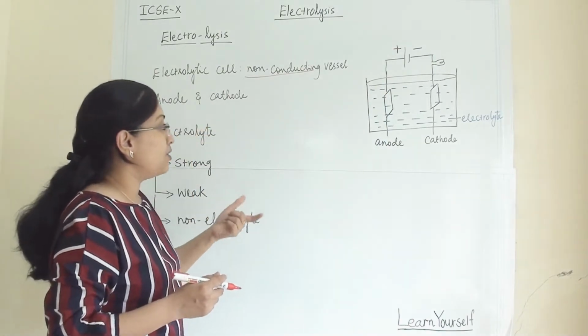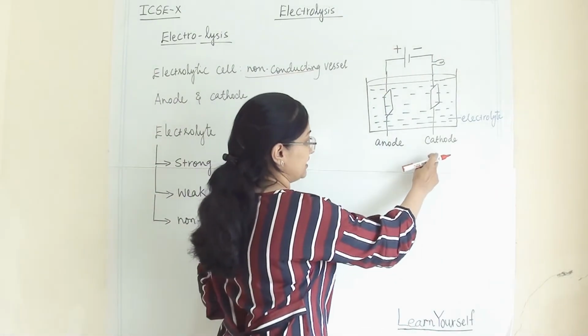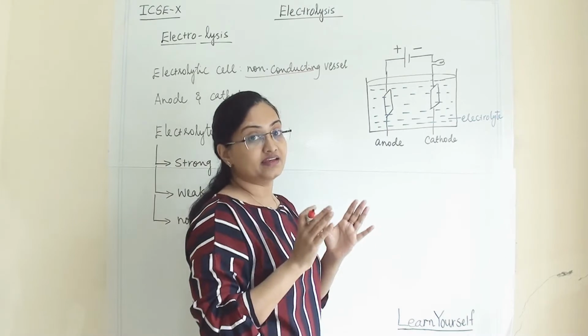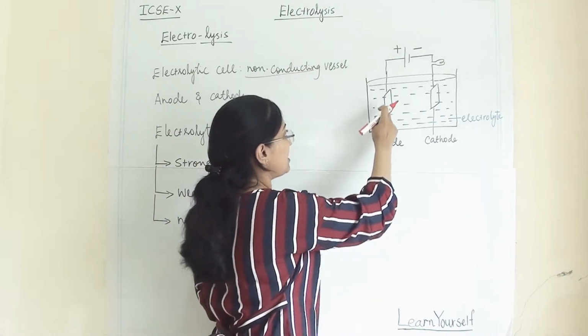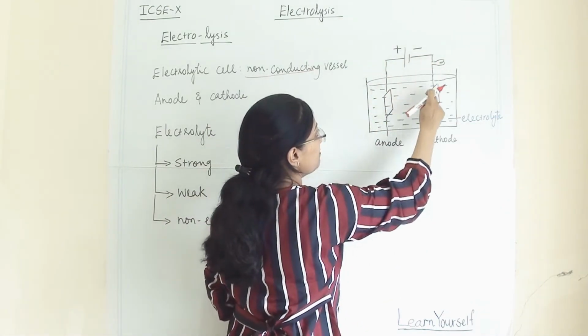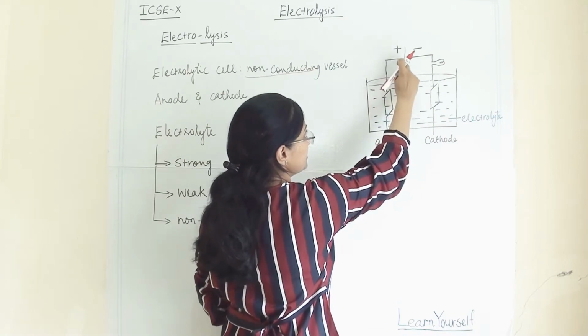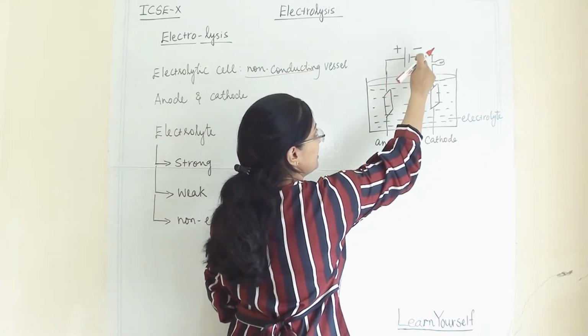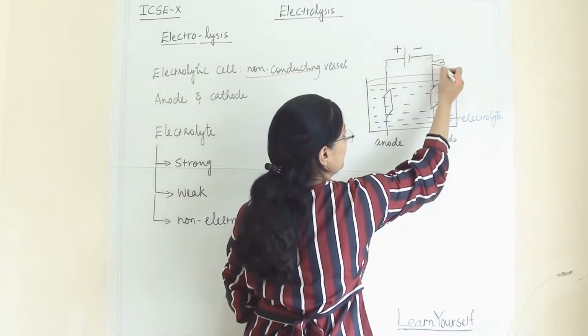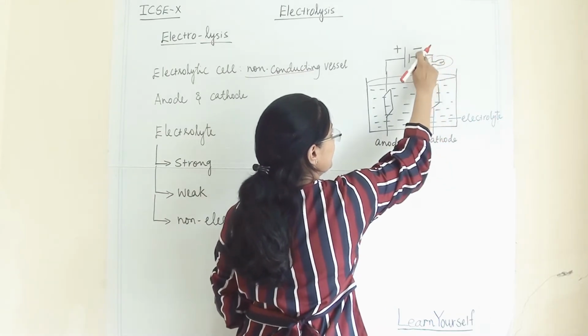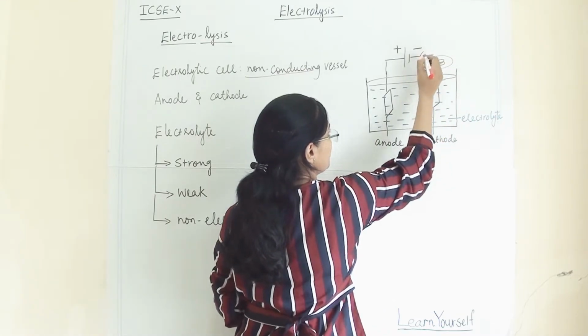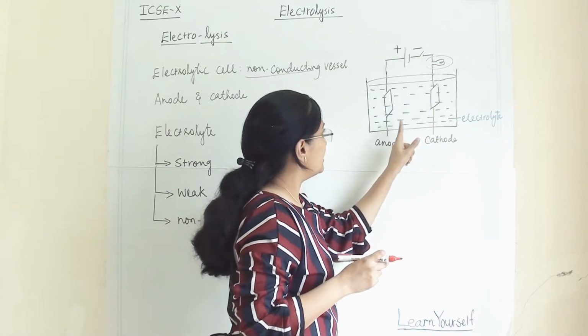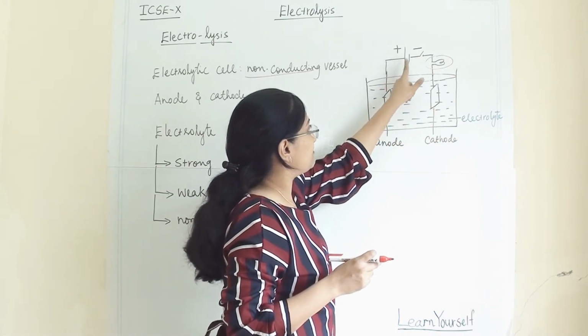Now the next important things are anode and cathode. These are electrodes. Electrodes are connected through a battery circuit, and here I have placed a bulb, and here I am placing a switch. These two electrodes are attached to the battery.